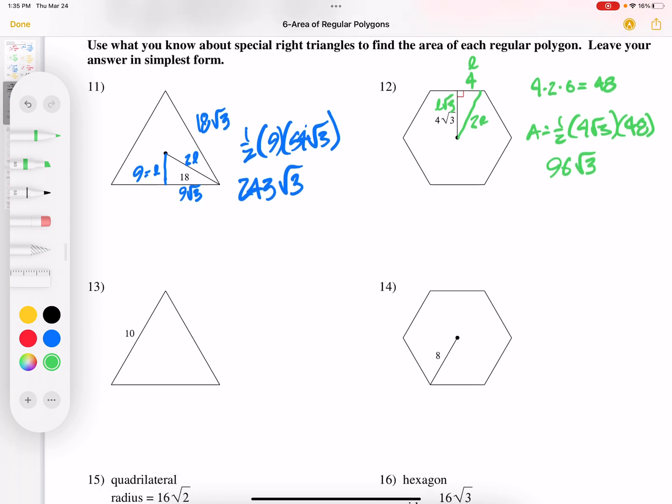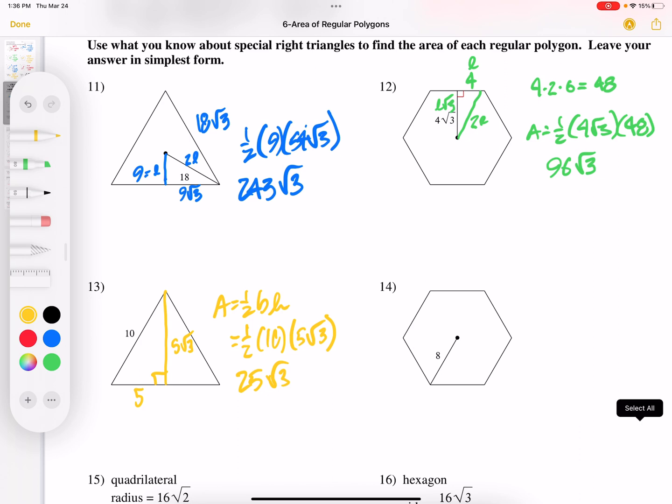Here I've got an equilateral triangle with side 10. I could go the apothem route, or you know what? I could just divide this in 2. I know this is a 30, 60, 90. This is 5. This is 5 square root of 3. So area equals 1/2 base times height in this case. So 1/2 the base of 10 times the height of 5 square root of 3. It's going to give me 25 square root 3.